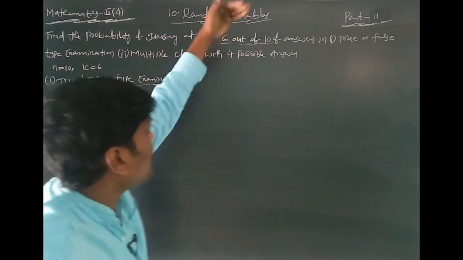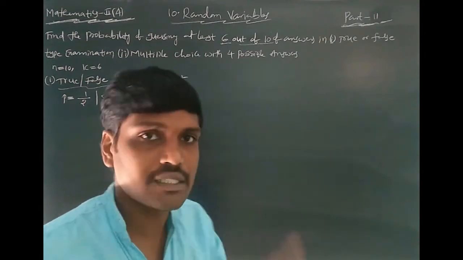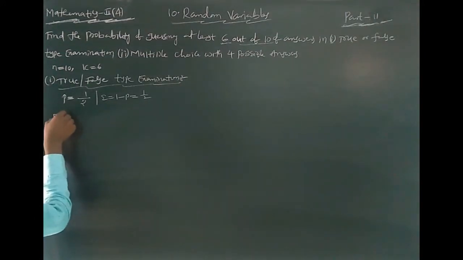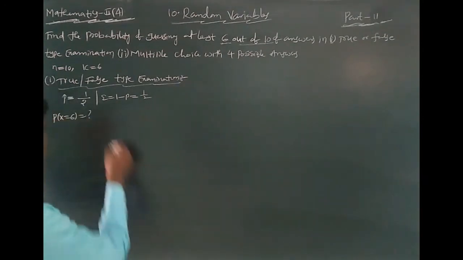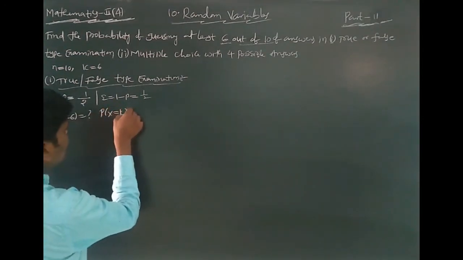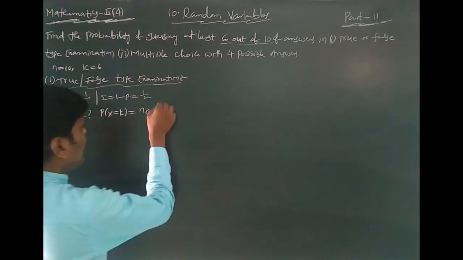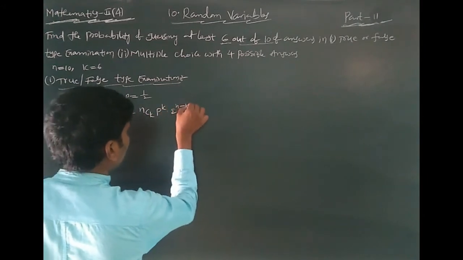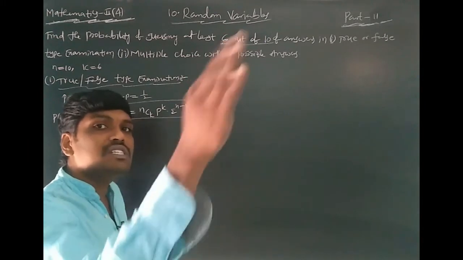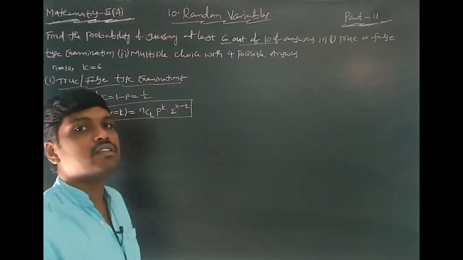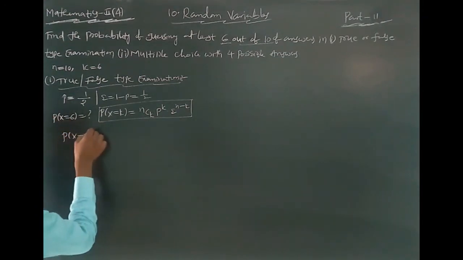But here total answers is what? 10 answers. You get exactly guessing 6 answers. That's why you can find P of x is equal to 6. You can find this value by using the binomial distribution formula. P of x is equal to k is equal to nCk p power k q power n minus k. Here p is the success probability, q is the failure probability, true is the success probability, false is the failure probability. That's why you can write P of x is equal to 6 is equal to n.